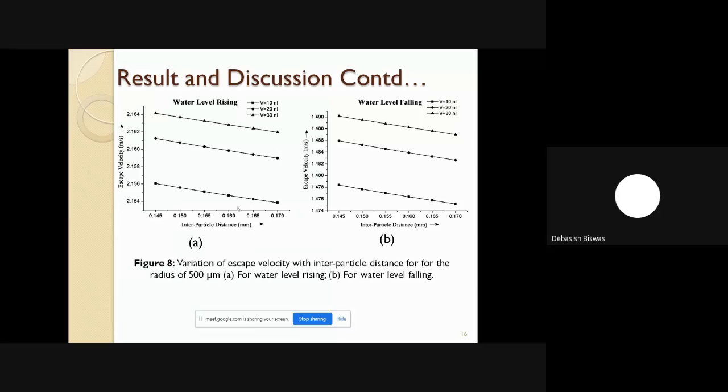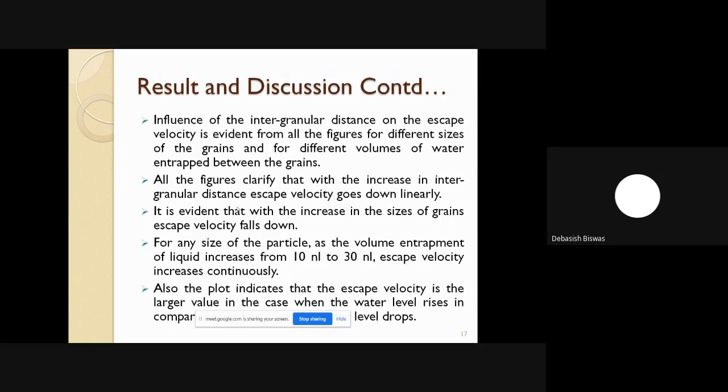Also, the plot indicates that the escape velocity is larger when the water level rises in comparison to when the water level drops or falls. These are the main findings of this paper, and this is the result and discussion which I have already discussed.